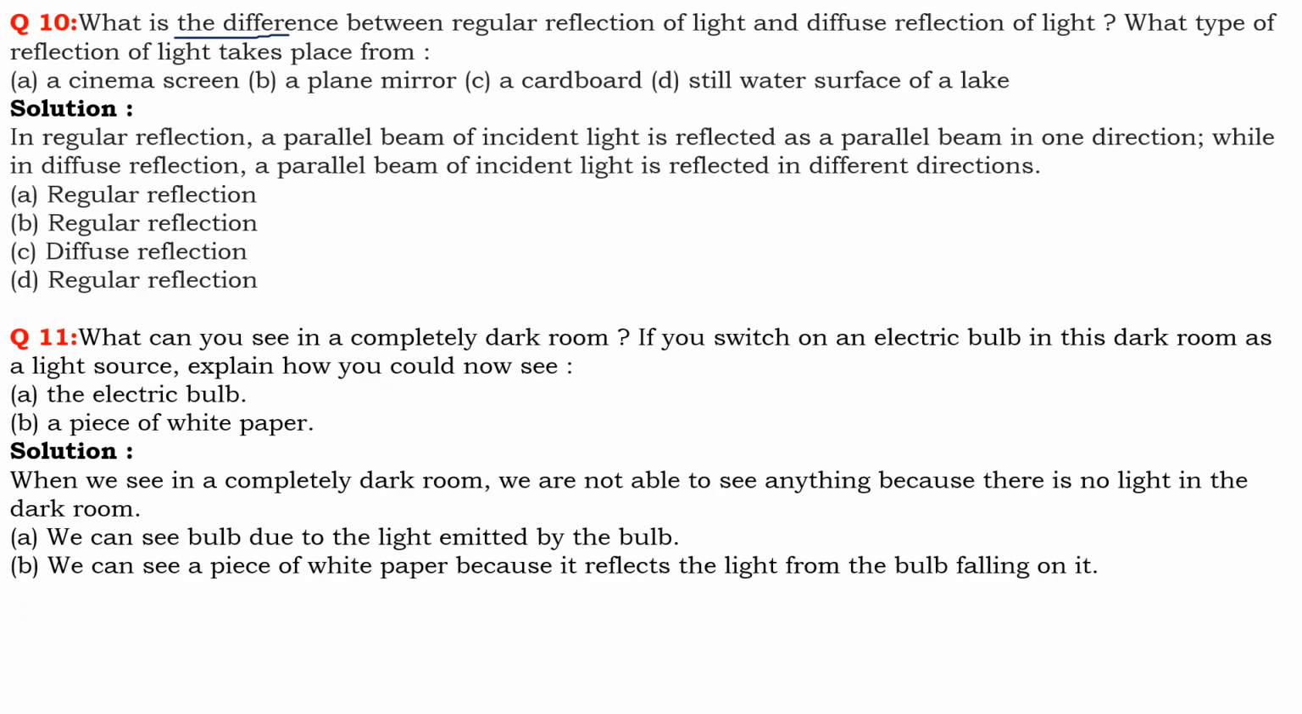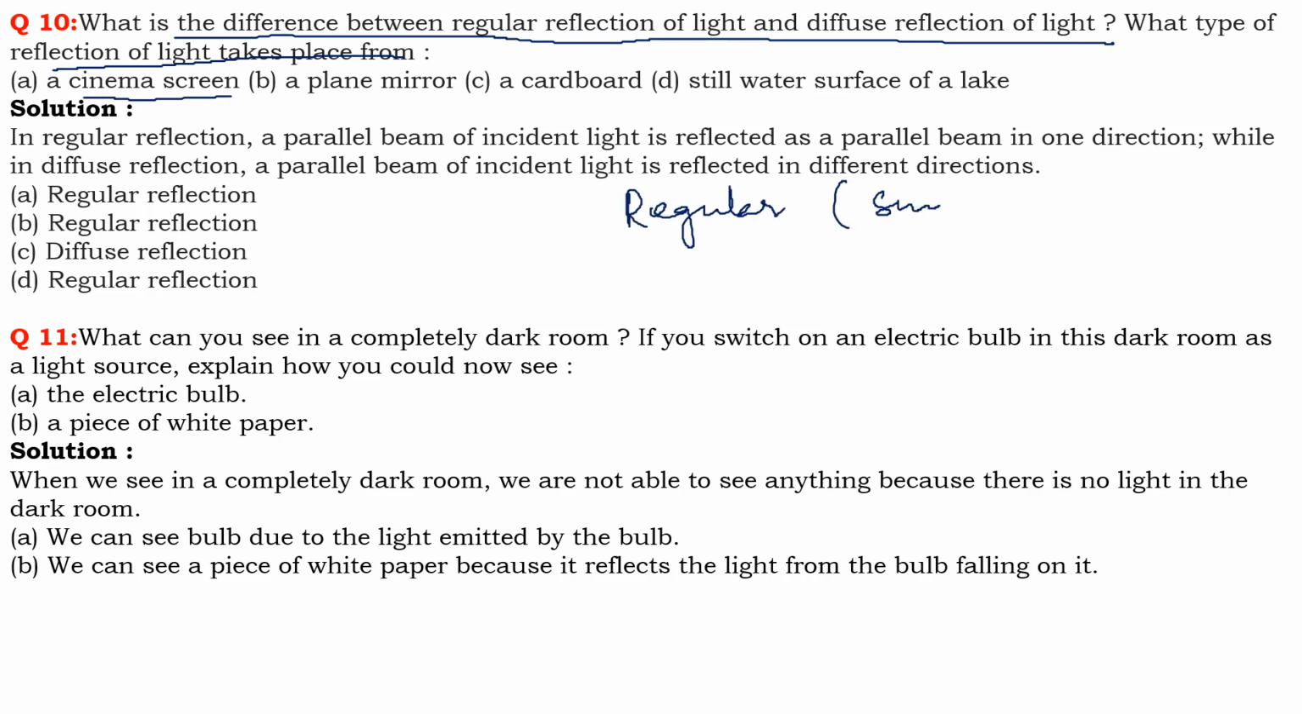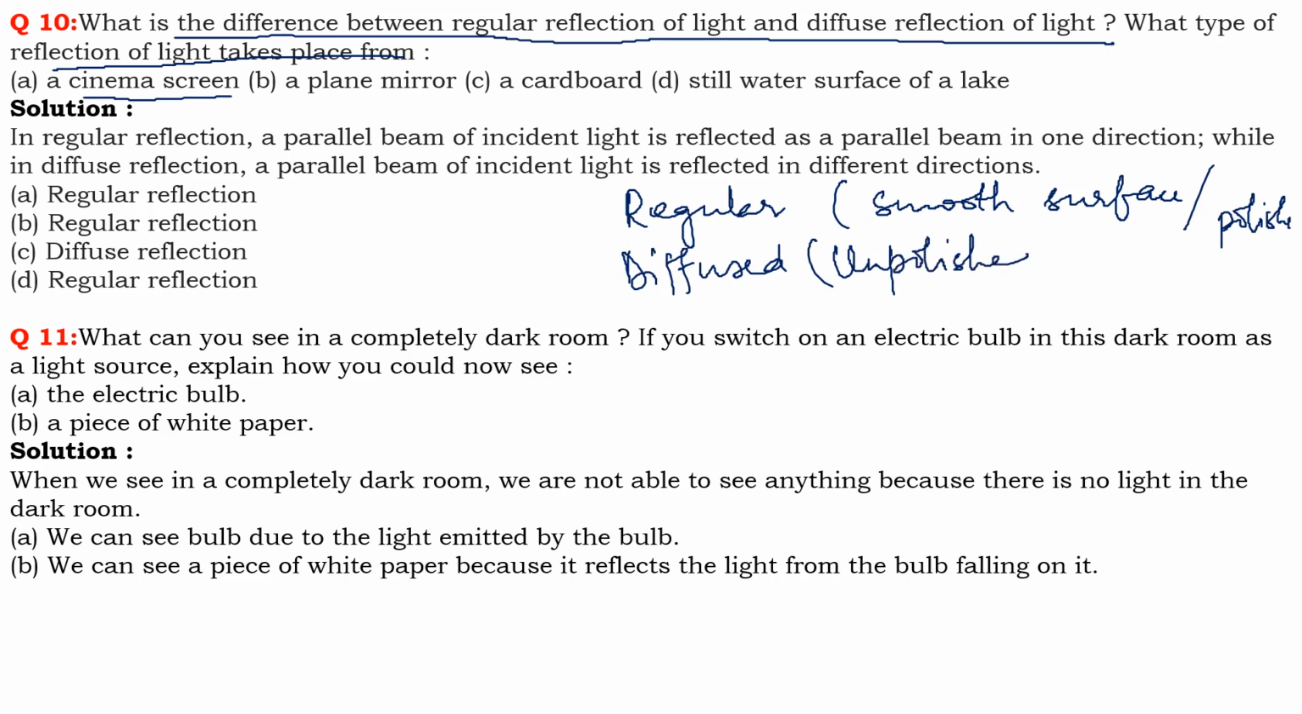Question number 10. What is the difference between regular reflection of light and diffuse reflection of light? What type of reflection of light takes place from a cinema screen? See, regular reflection takes place from a smooth surface, smooth and polished surface. And diffuse reflection will take place from an unpolished or uneven surface. So looking at them, you can tell me.